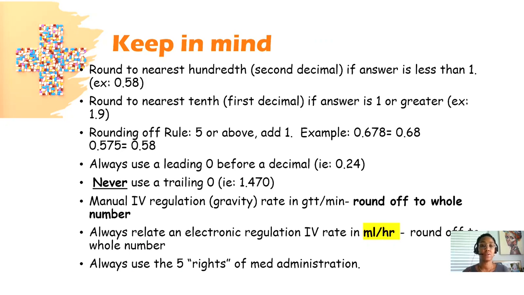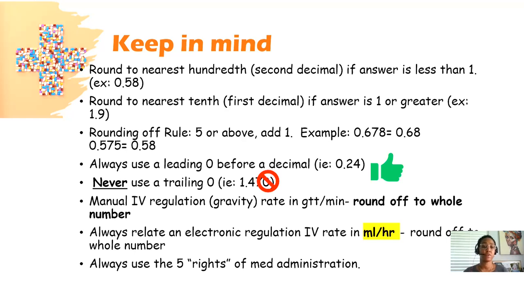like 0.067 becomes 0.68, you round up, okay? Always use a leading 0. Before the decimal point, you must add a 0, but never a trailing 0. Okay, so we don't want to use a trailing 0. When we're doing manual gravity, when we're counting drip rates, you always want to round to the whole number. Always remember, when you're doing an electric pump, it's going to be in mLs per hour. Okay, and that you can also round to the whole number.